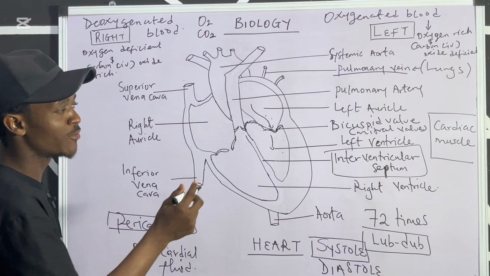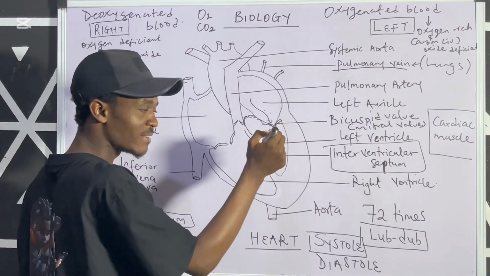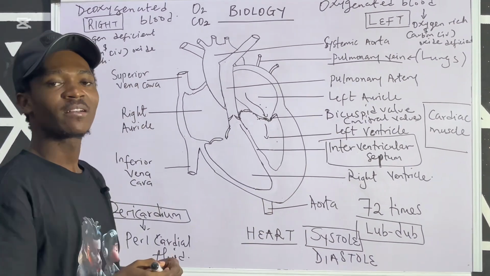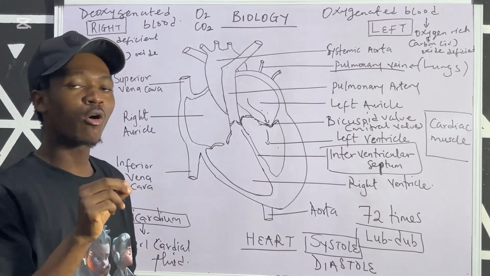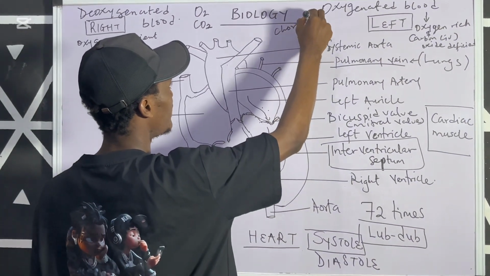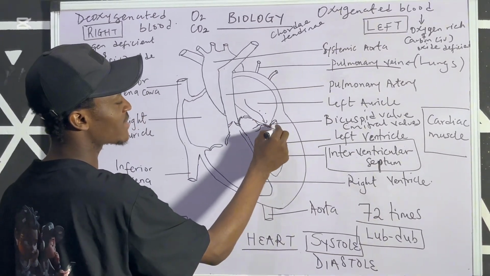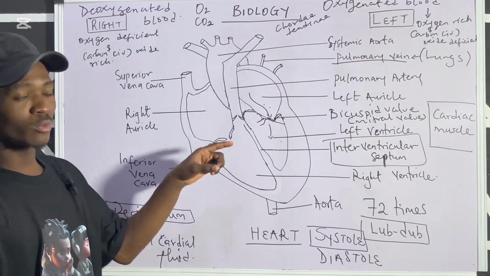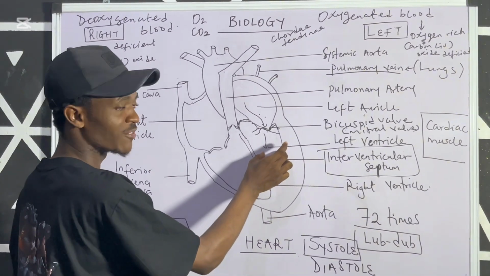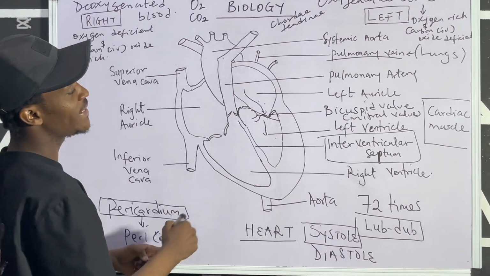All right. Now you see, this bicuspid valve is held and attached to the walls of the ventricle by cord-like tendons called chordae tendineae. These are cord-like structures that attach the bicuspid valve to the walls of the ventricles. The moment the blood gets to the left ventricle, what happens? It will be directed to the aorta.